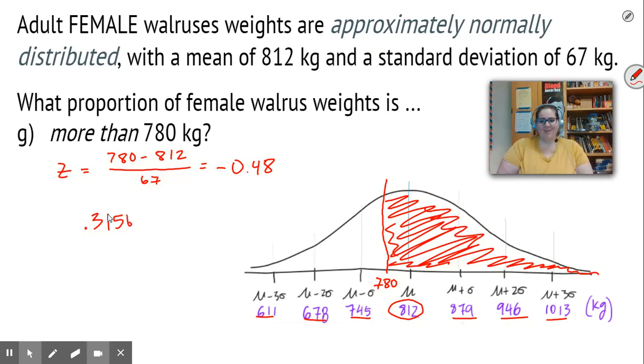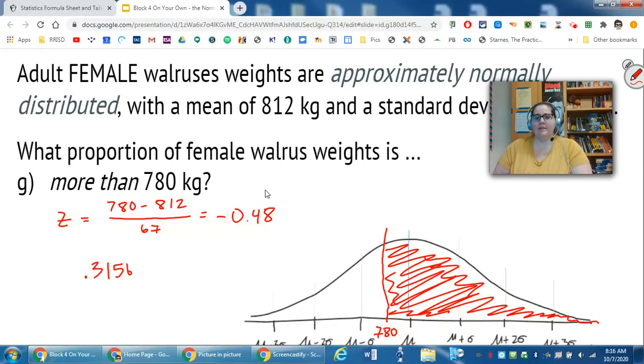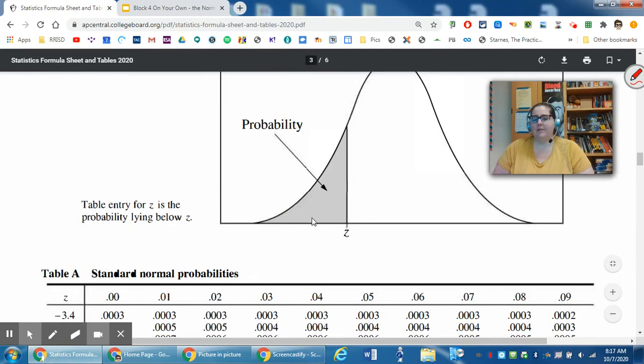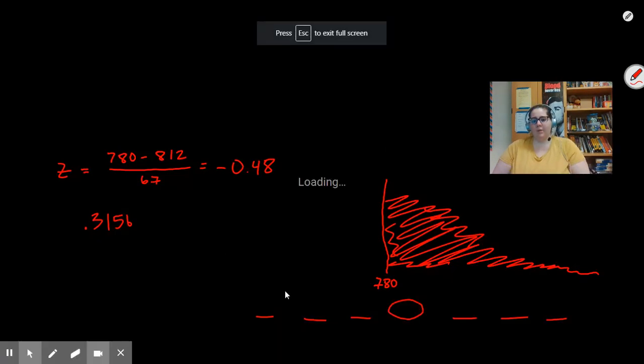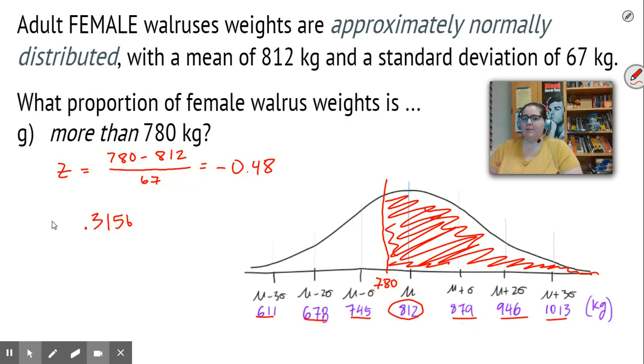But hold on, remember, our graph is showing us what to expect. So clearly I shaded more than half of the graph, and this is not a proportion that represents more than half. So remember, your z-table automatically is giving you the area that is less than your z-score, or to the left. If we are on a problem like this one, where I don't want the less than, I want the more than, I have to do a little adjustment at the end to make this work.